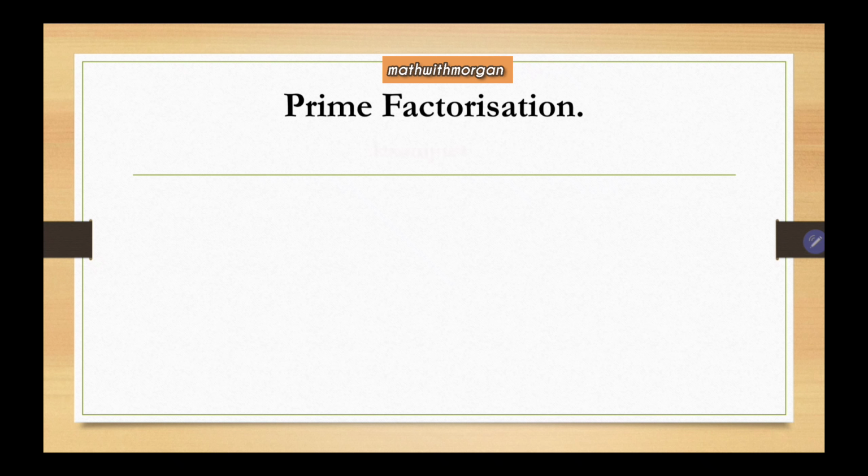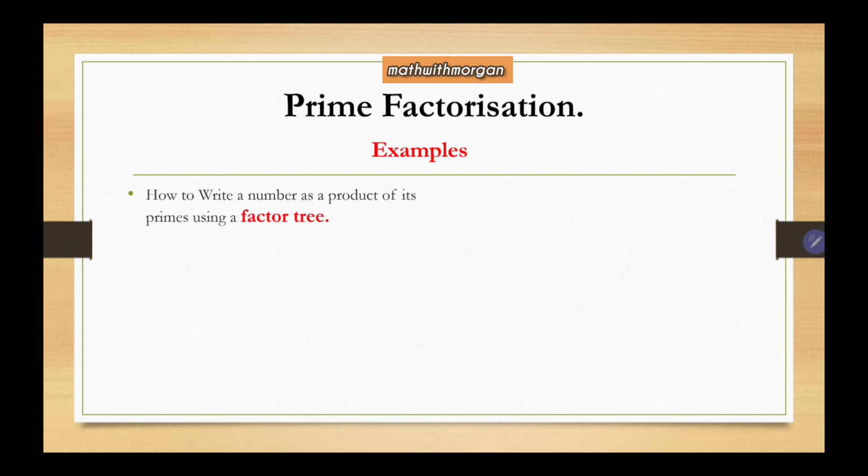So prime factorization, we're going to start off with examples. So here, we're going to learn how to write a number as a product of its prime factors using a factor tree. For example, write 12 as a product of its prime factors. So we're going to write 12, but then we're going to break it down using a tree.